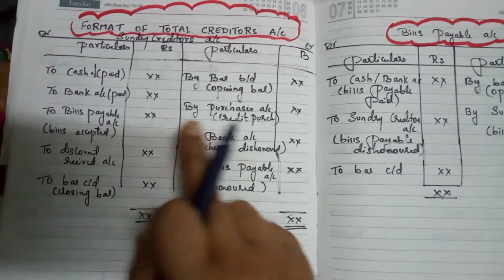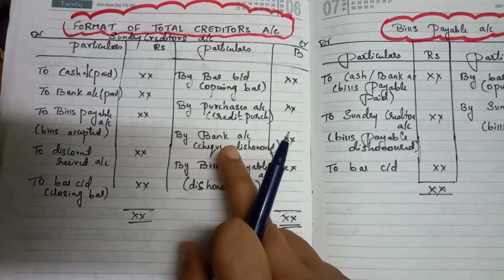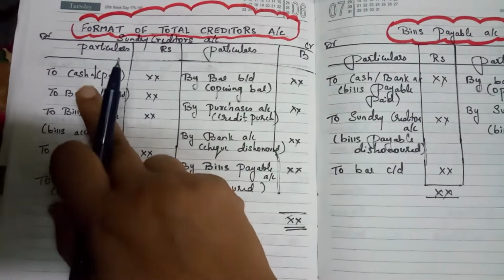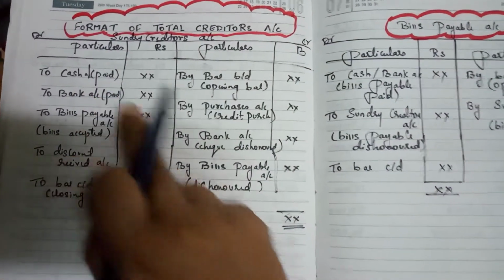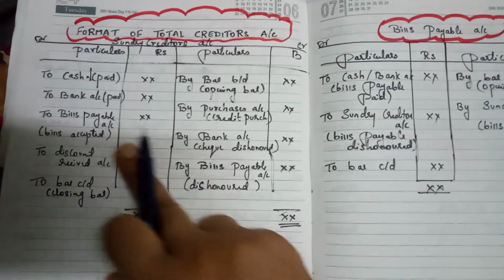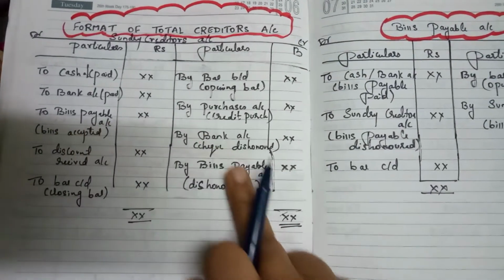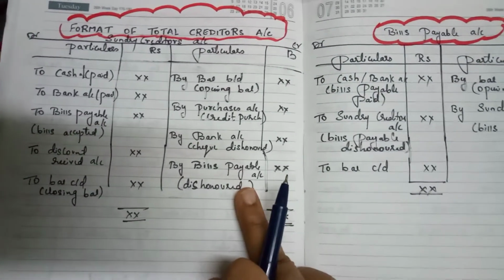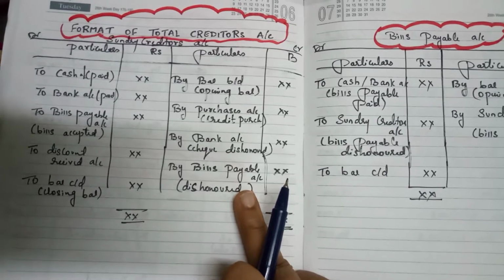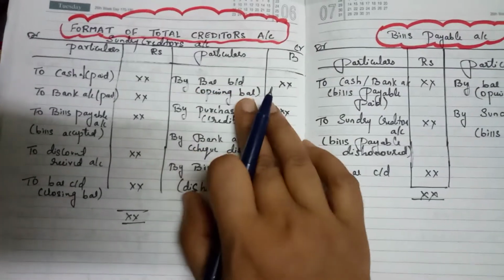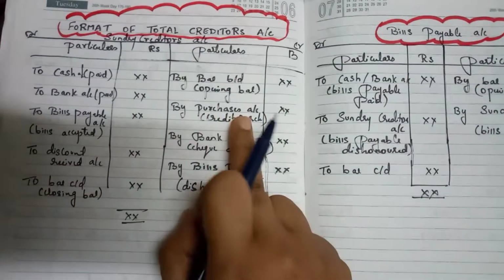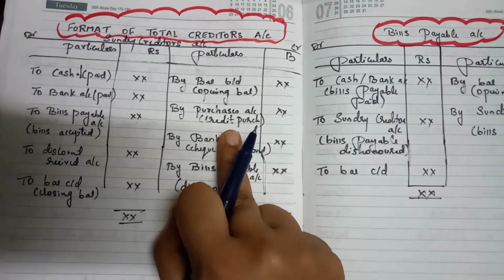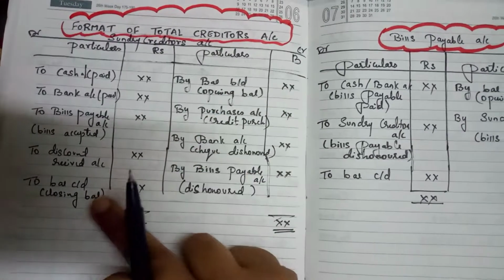If cheques are dishonored, cheques you paid that got bounced, you write them on the opposite side. If bills payable you accepted got dishonored because you didn't pay the amount on time, we write by bills payable account. Once again, by balance brought down, to balance carried down. In purchases, you have to take only credit purchases. These three things are first and important.